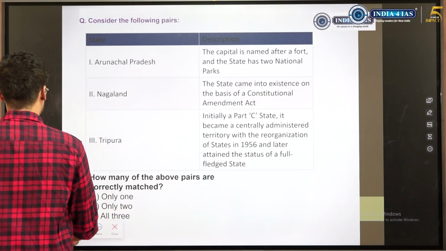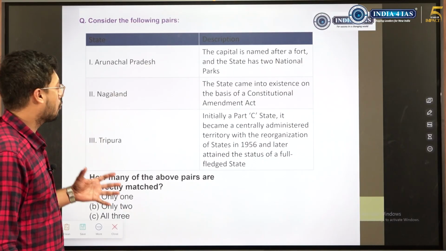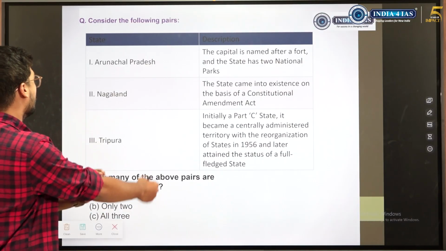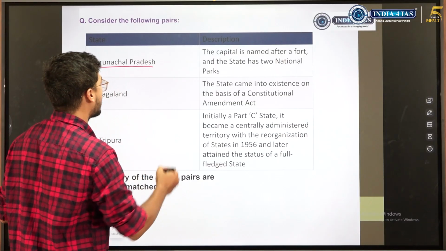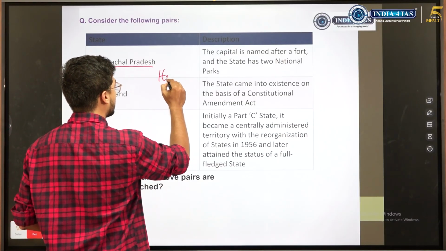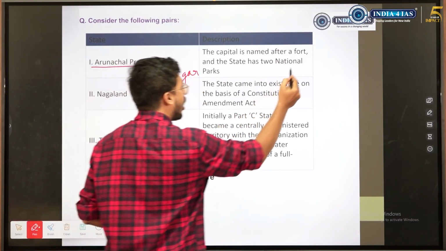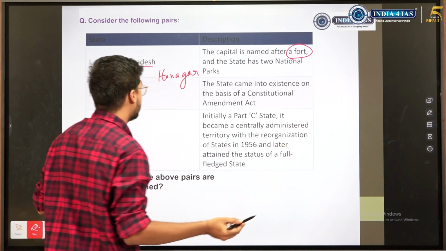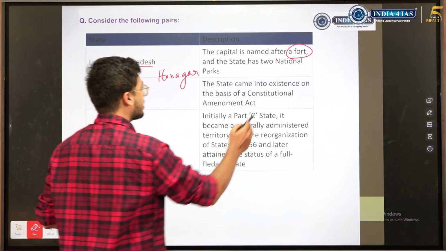So we'll move to the next question. This was also a bouncer sort of question when we attempted it in the actual exam. We'll see the question. Arunachal Pradesh. The capital of Arunachal Pradesh is Itanagar. The capital is named after a fort. How can we know about this unless we are someone from Arunachal Pradesh? And the state has 2 national parks.